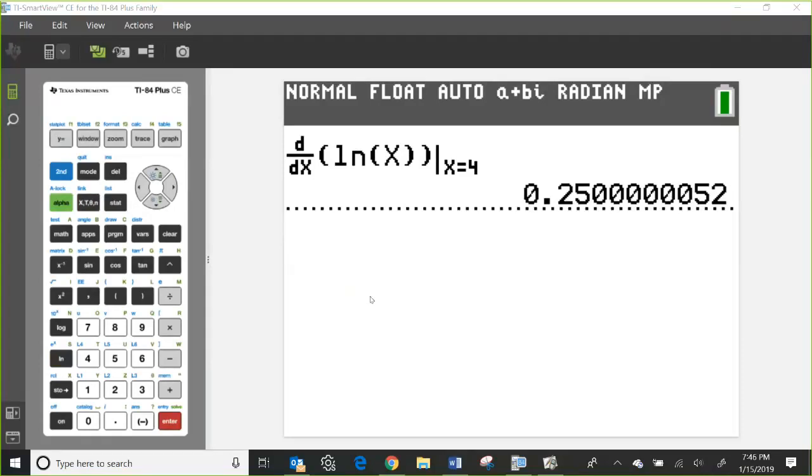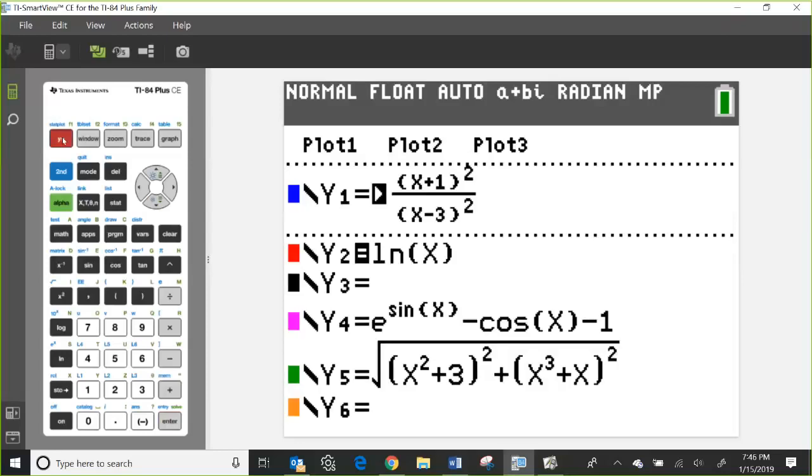Gotcha, I'll go there. You're exactly right. With the new MathPrint in the new operating system, they look exactly alike, most surely. All right, let's go to that piecewise function. I'll clear this one out and put it in there.